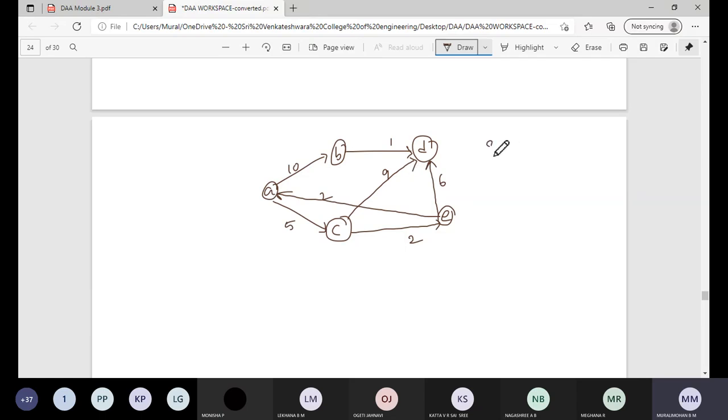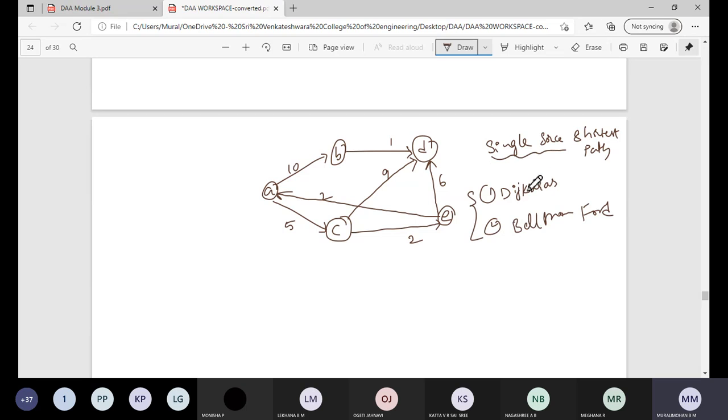Kindly remember to find this single source shortest path, we are having two algorithms. One is Dijkstra's algorithm. The next one is the Bellman-Ford algorithm. This we will see in the next class. Both algorithms are used to find single source shortest paths. Kindly remember, go through the complete question in the question paper to see through which algorithm it is asked, whether it is asked through Dijkstra's algorithm or using Bellman-Ford algorithm. Okay, is it clear?